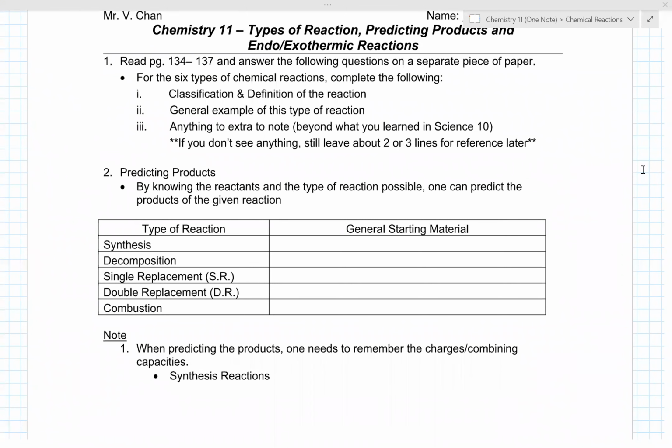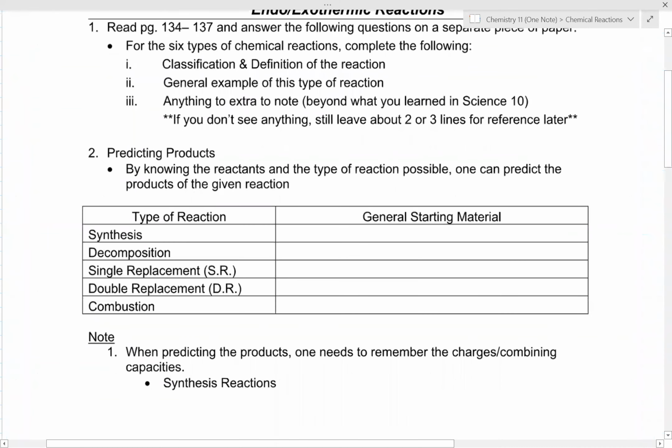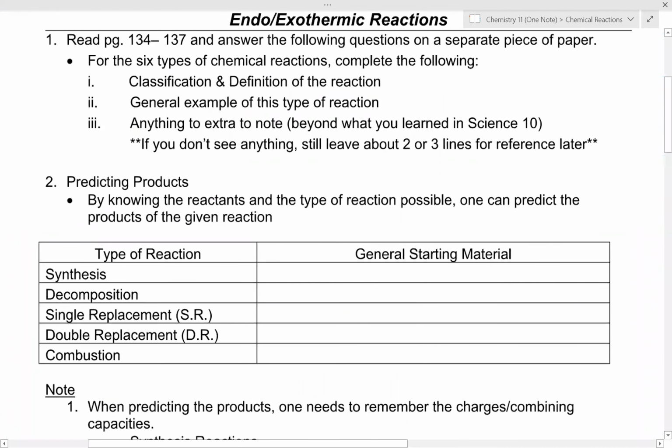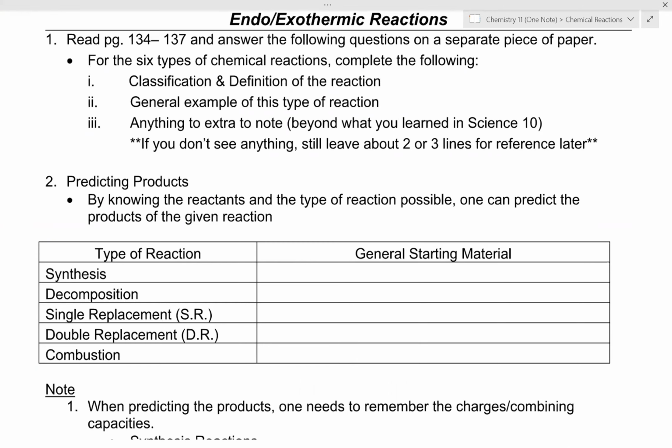Hello, Chemistry 11. Today what I would like to do is expand on what you learned last day in regards to classifying different chemical reactions, and take that knowledge and see if you are able to predict products of chemical reactions. You folks might have done this before in grade 10, so hopefully this is a little bit of a review.